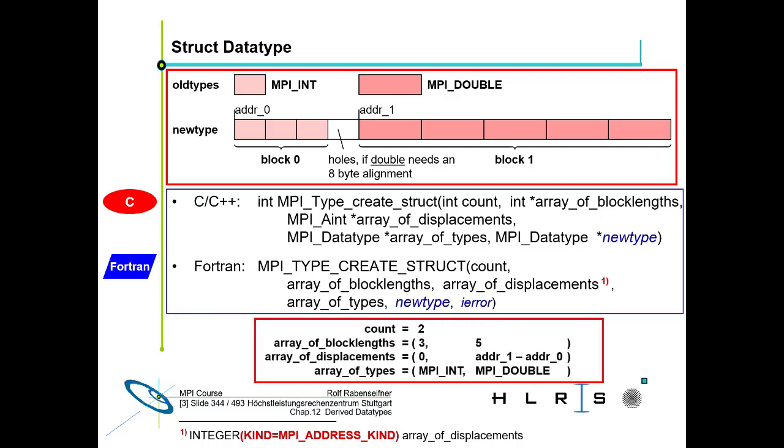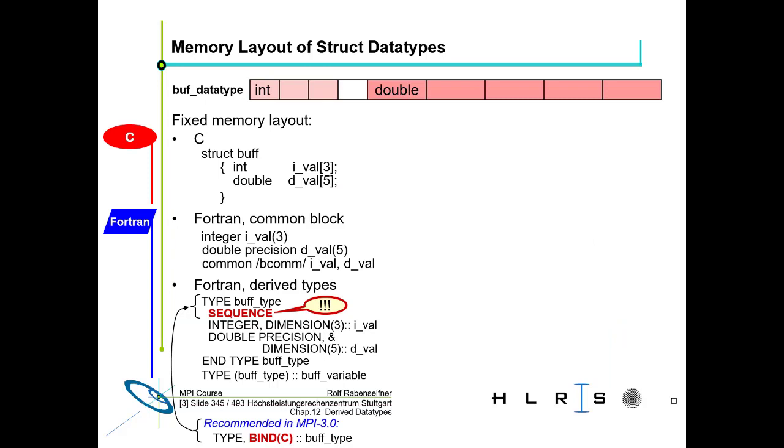So here's the example. The count is 1, and the displacement would be address 1 minus address 0 for the second block. The memory layout is fixed in C. So basically we have a struct with an int array of 3 and a double array of 5. For Fortran, that would be similar for common blocks if you're still using those, so also an integer array of length 3 and a double precision array of length 5.